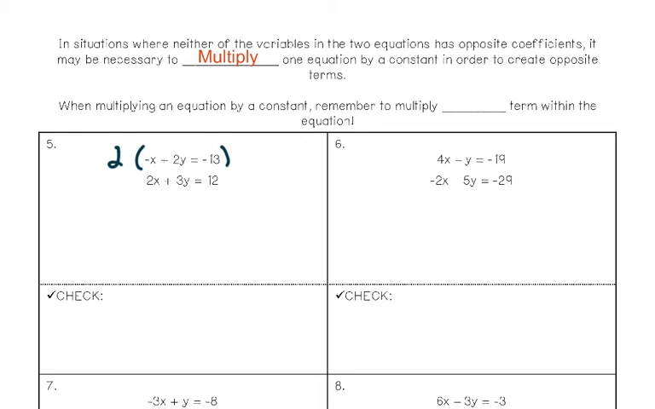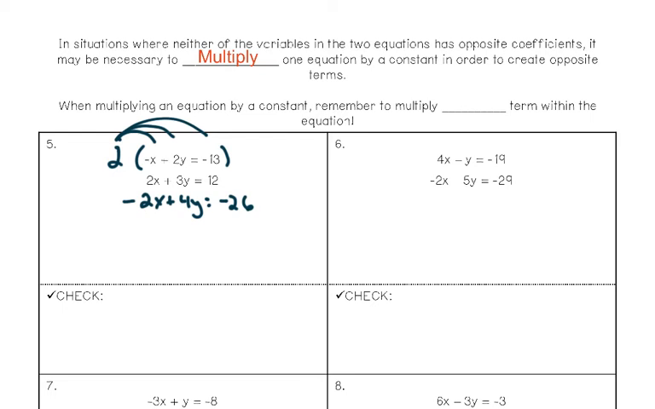So let me show you what that does. I'm going to rewrite this right underneath of this. So I'm going to rewrite it in this space underneath of this second equation, but it's going to be the same one as this one. It's almost like I'm going to distribute that 2 to each of these terms on the inside. So 2 times negative x is negative 2x. 2 times 2y is 4y. And then 2 times negative 13 is negative 26.